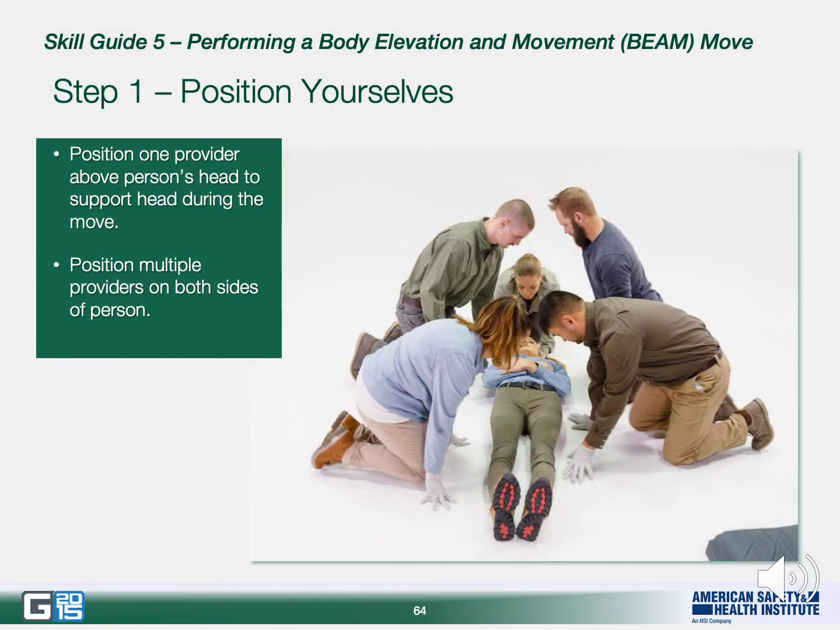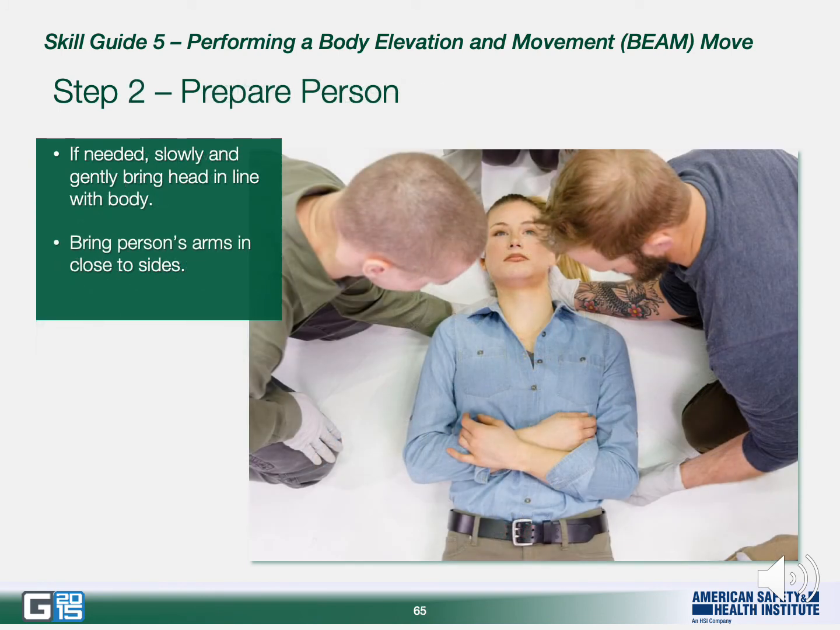So step 1, you position yourselves. You got 2 near the thighs and knee area, and you got 2 up in the torso and shoulder area, and 1 at the head. Okay. Slowly and gently bring the head in line with the body if that's a problem, and then bring the person's arms close to their sides, or in this case, they've got them up and crossed.